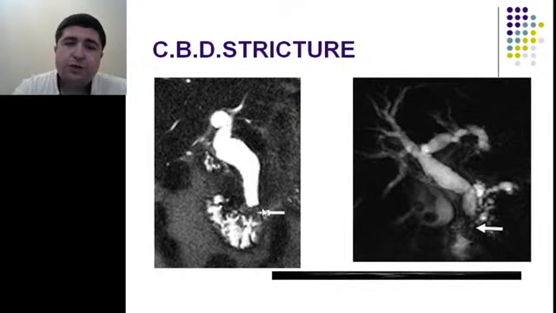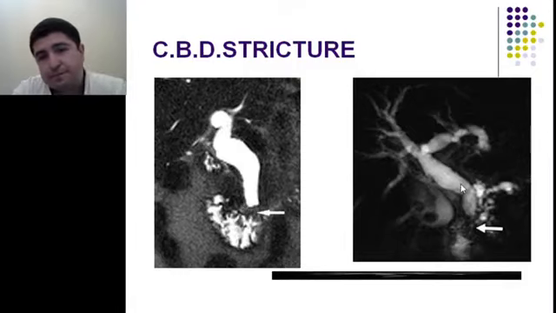If it is a stone, usually we see the stone, the shadow of the stone, in the area of the blockage. And here you can see the gallbladder, stones in the gallbladder, and also a blockage here.